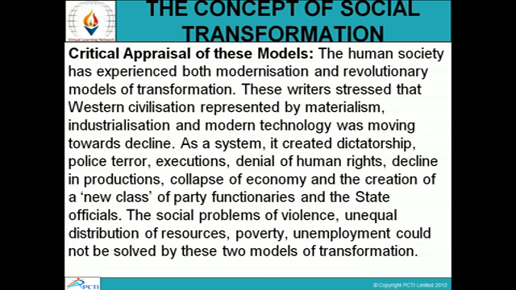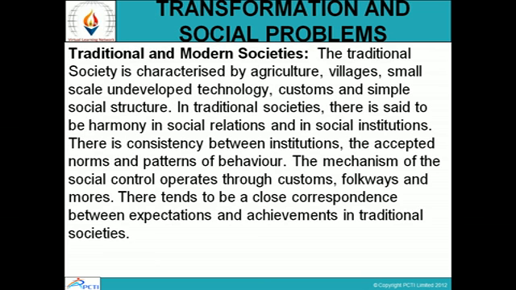Critical appraisal of these models. The human society has experienced both modernization and revolutionary models of transformation. These writers stress that Western civilization represented by materialisms, industrialization and modern technology was moving towards decline. As a system, it creates dictatorship, police terror, executions, denial of human rights, decline in productions, collapse of economy and the creation of a new class of party functionaries and the state officials. The social problems of violence, unequal distribution of resources, poverty, unemployment could not be solved by these 2 models of transformation.